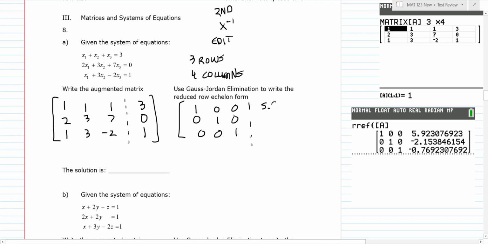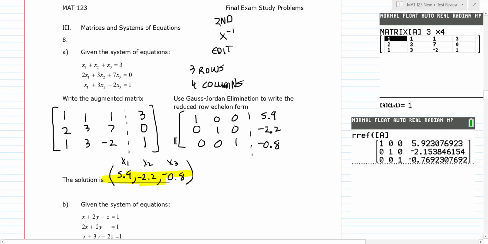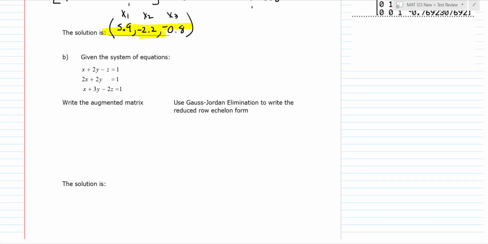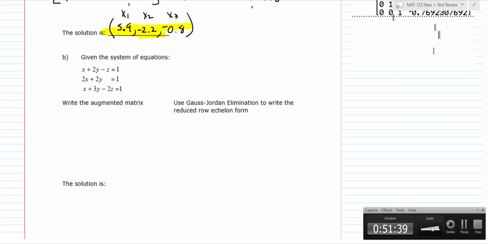I'm going to round these values off to 1 decimal, and then we write the answer as a point, usually in order: 5.9 is x1, -2.2 is x2, and -0.8 is x3. So that's your answer to your problem. You don't have to do that by hand. You can do that on your calculator. I'm going to do the next one the same way.